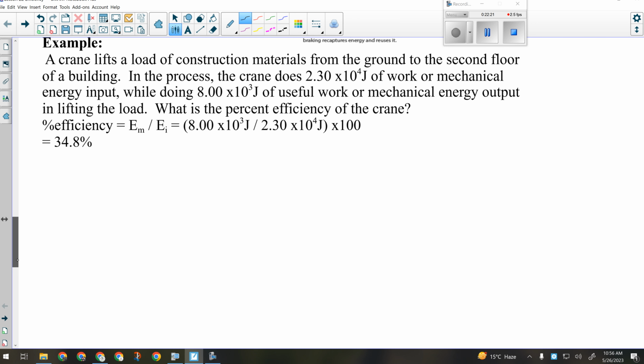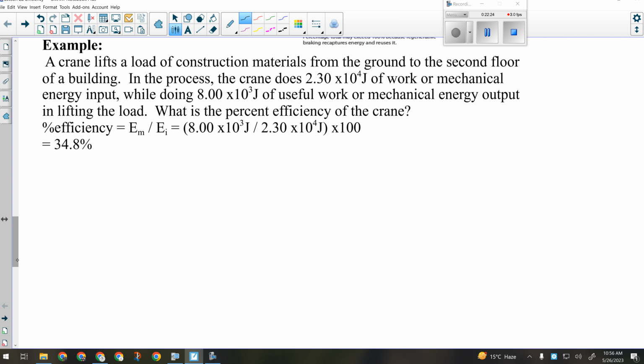All right, so a crane lifts a load of construction materials from the ground to the second floor of a building. In the process, the crane does 2.3 times 10 to the 4 joules of work or mechanical energy input. So that's how much energy it uses, while doing 8.0 times 10 to the 3 joules of useful work. How can I always tell the difference if the wording is weird? How can I tell which one is which if the wording is misleading? It kind of is here. Which number is always going to be smaller?